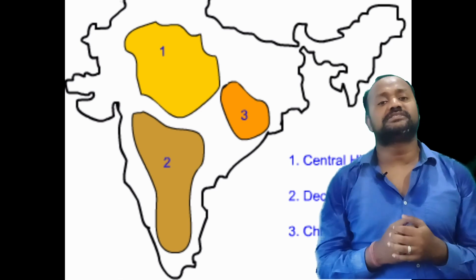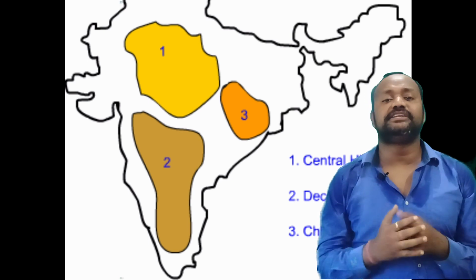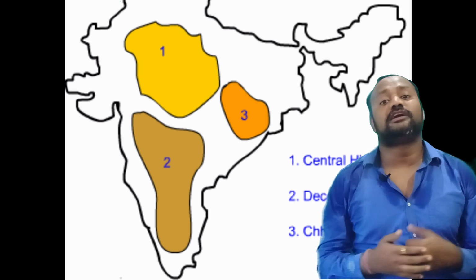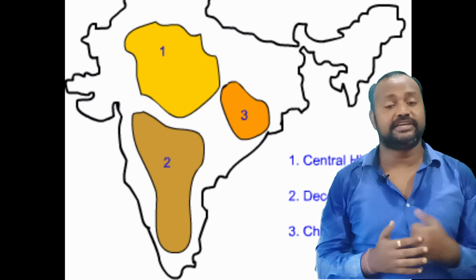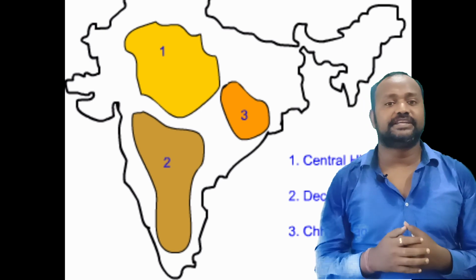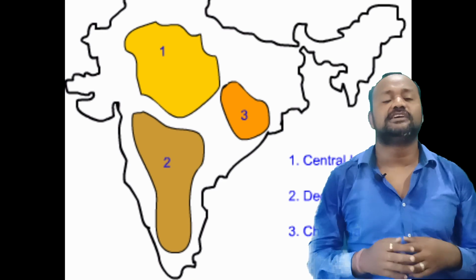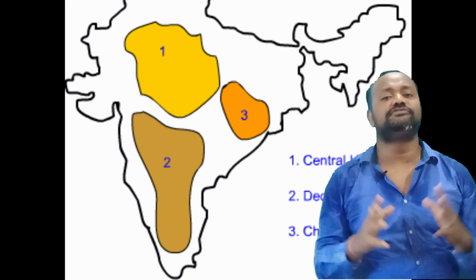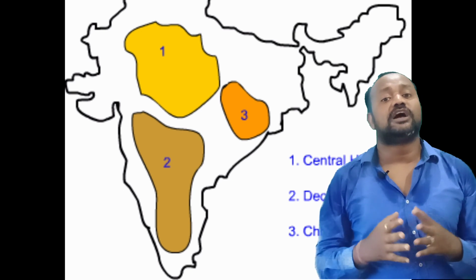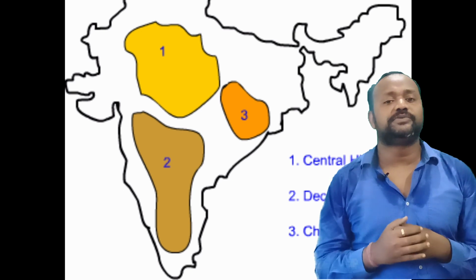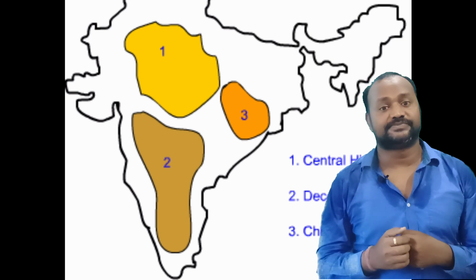Okay, next, the Plateau region has many scenic places like the Dhuandhar waterfall, Ooty, the Kodaikanal region, the Nilgiri hills. These regions have some beautiful scenic spots, and due to their scenic beauty, they attract tourism.